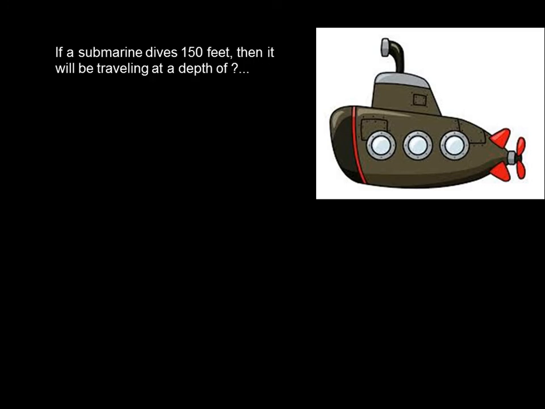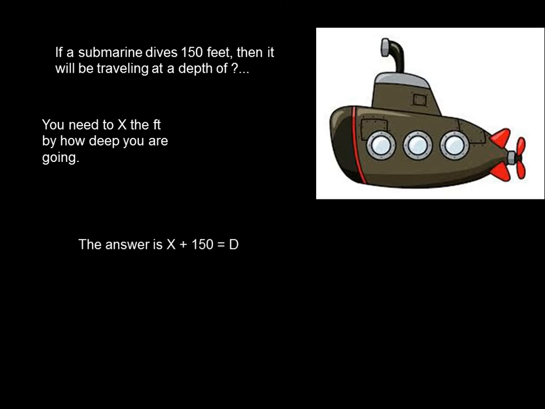We have a submarine. If a submarine dives 150 feet, then it will be traveling at the depth of. You need to multiply the feet by how deep you are going. The answer is X times 150 equals D.